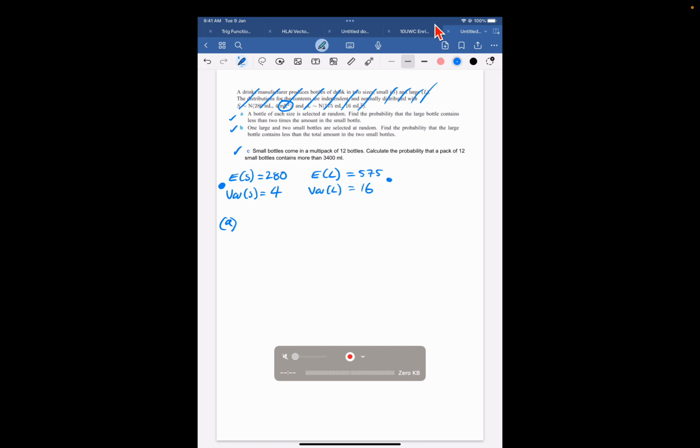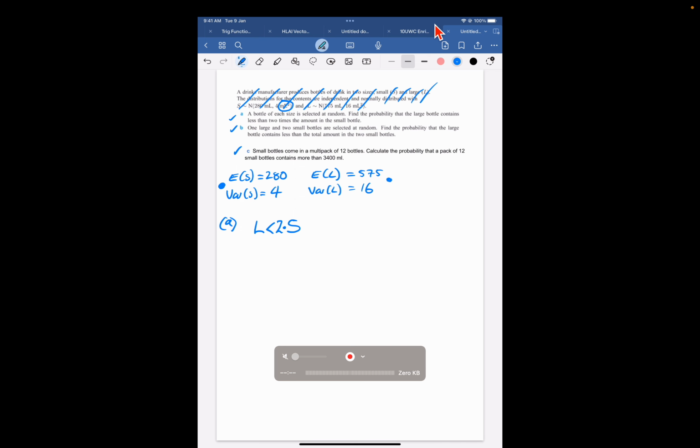One bottle of each size is selected at random, so that's one large and one small. I'm just going to write that down. One large and one small. Find the probability that the large bottle contains less than 2 times the amount in the small bottle. So large is less than 2 times S. That's really clear: that's just one small bottle scaled up by a factor of 2.